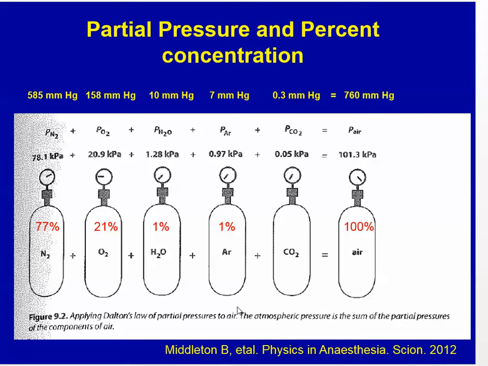This, for an example, shows the content of gases in room air. Total barometric pressure is about 760 millimeters of mercury. Air is about 77% nitrogen for 585 millimeters, 21% oxygen for 152 millimeters, about 1% water, about 10 millimeters, and then some additional gases noted on this for a total barometric pressure of 760 millimeters of mercury.